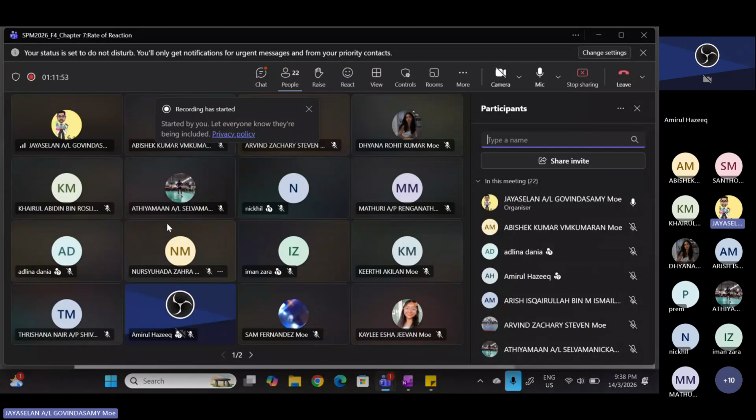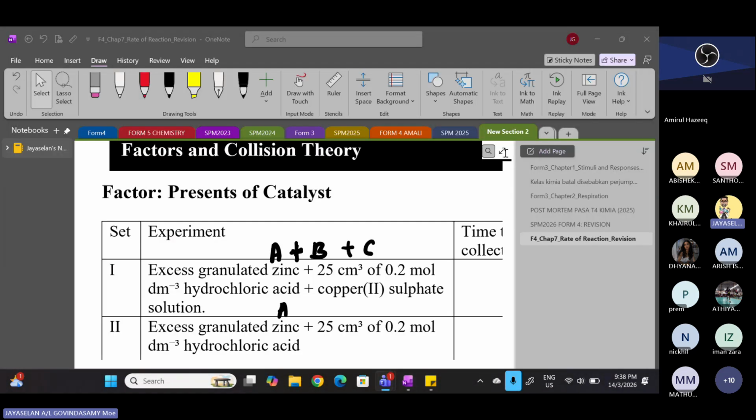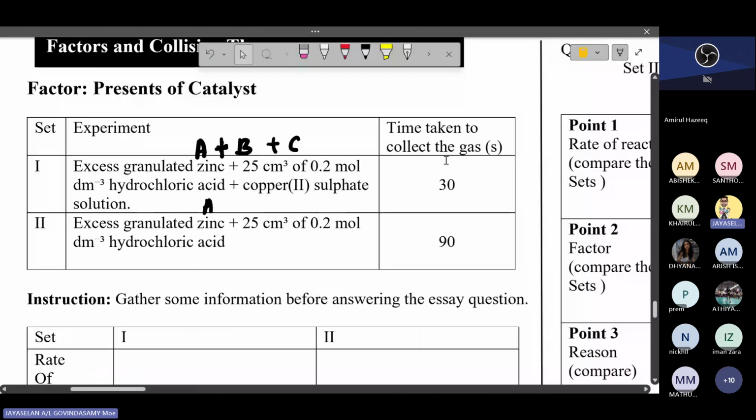Ini siapa ni? Abidin, kenapa you buat macam tu? 2-3 kali. Okay. Okay, tak apalah.